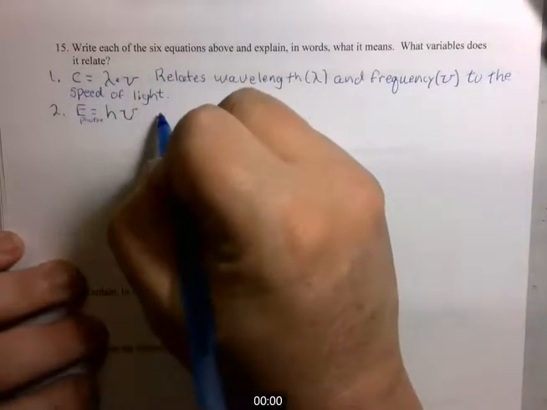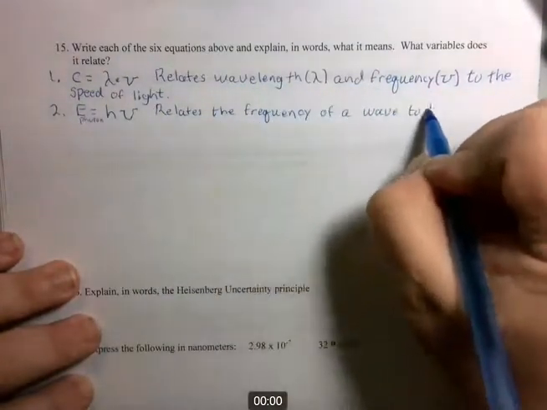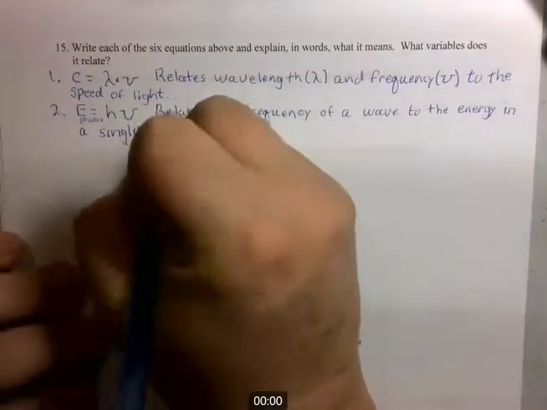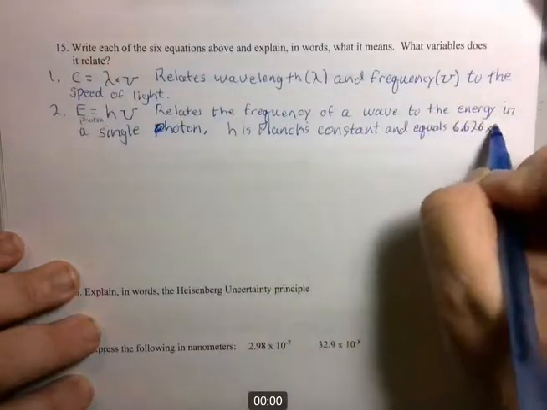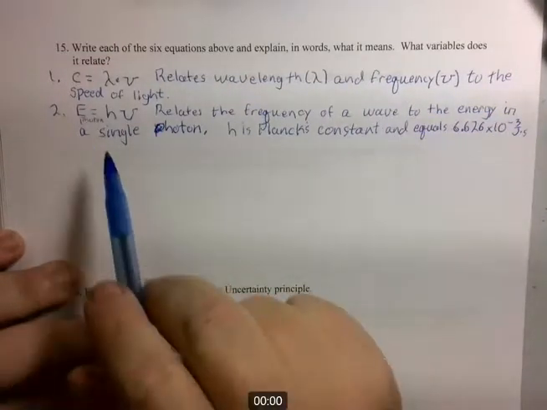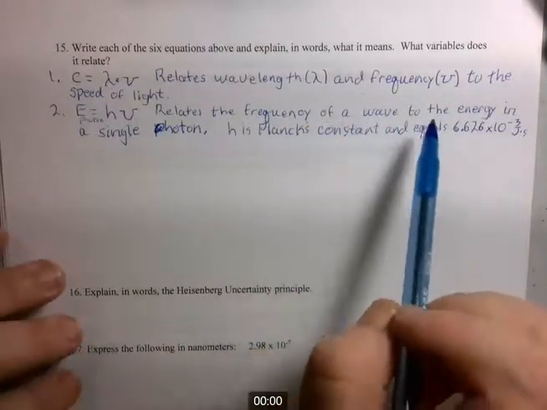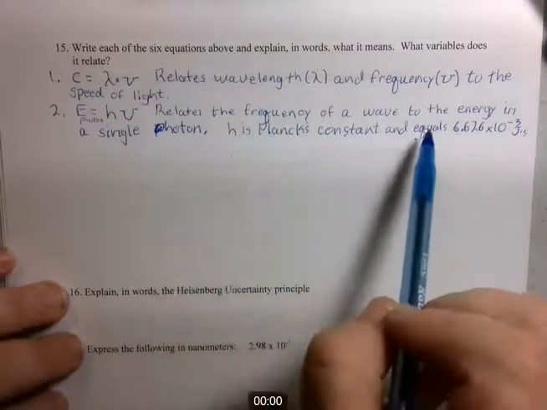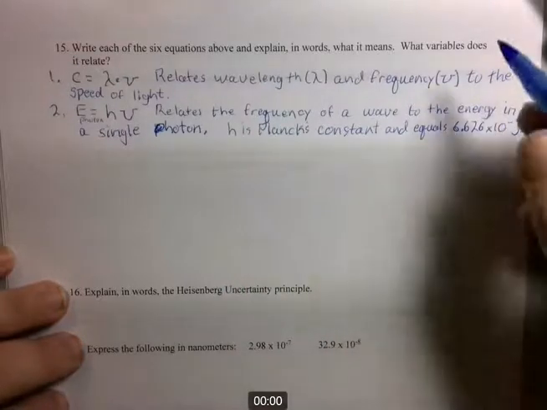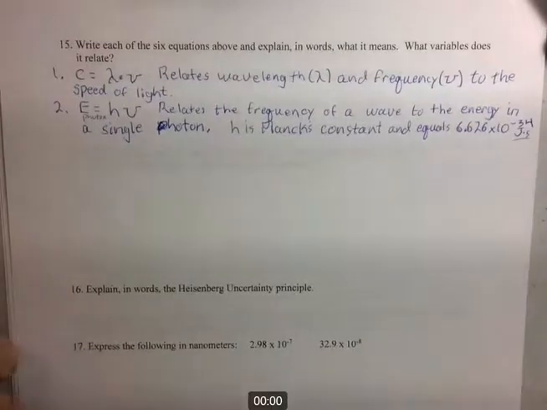So this equation relates the frequency of a wave, in other words, when you're looking at it as a wave, to the energy in a single photon. That is when you're looking at it as a particle. h is Planck's constant, and that equals 6.626 times 10 to the minus 34. The units of measure on Planck's constant is joules seconds. Joules times seconds. Okay, let's move on.